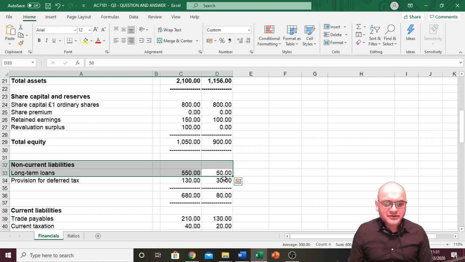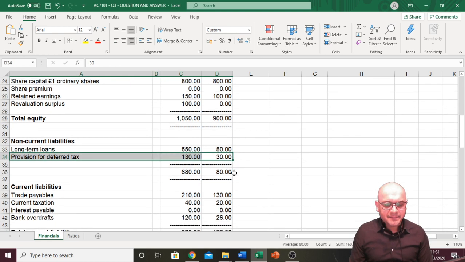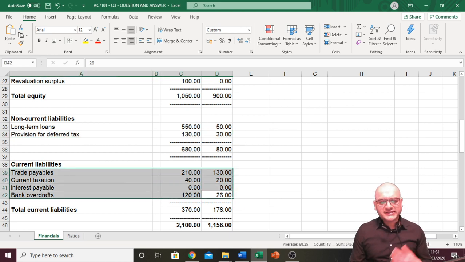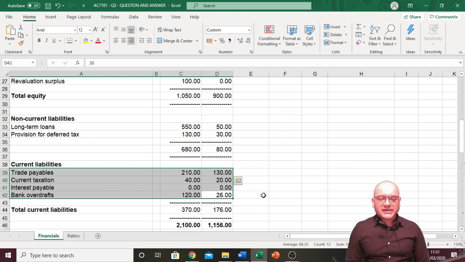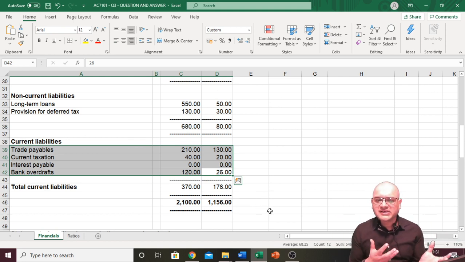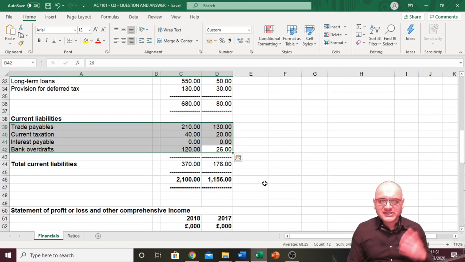Then we have tax provision, that is going up, and then we have current liabilities, and you can see everything is going up, right? Payables are going up, tax is going up, and also bank overdraft has gone up as well. So interesting, very interesting. And as I say, it won't be right to start making comparison just now, because we don't know, right? We need to use ratios, we need to use a common measure for comparison purposes, which we'll be using later on.